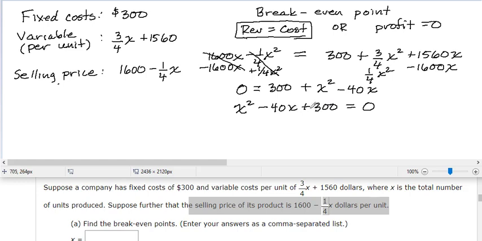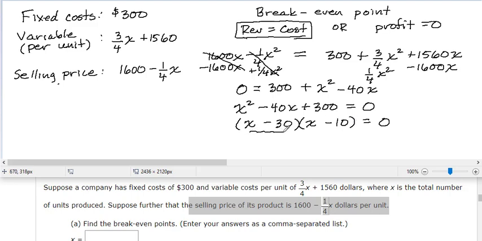These numbers are small enough you might be able to just go ahead and factor it. If not, you can put it into the quadratic formula. I'm going to factor it because I think it's going to be 30 and 10. That will make my 300. Both signs would have to be negative to get a negative 40 in the middle, and I have x's in front to get the x squared. FOIL that out, check it, but I think we got it.